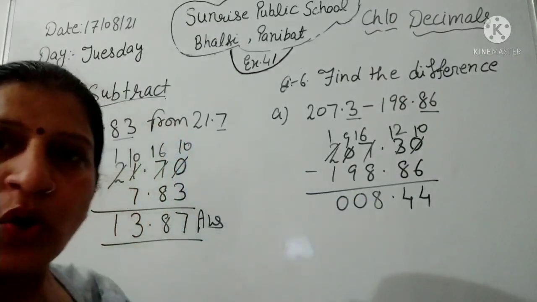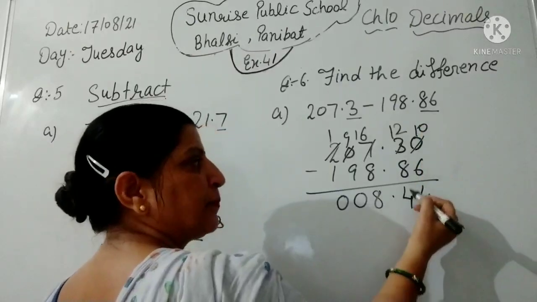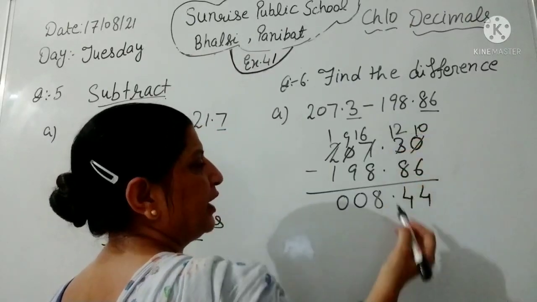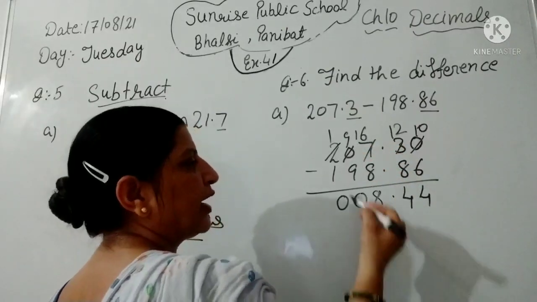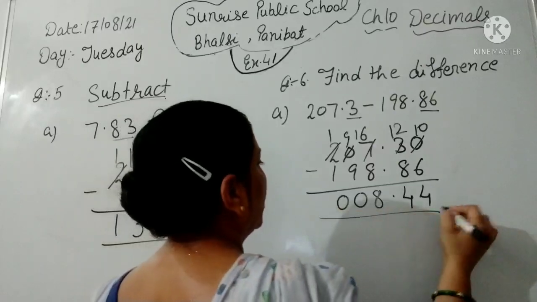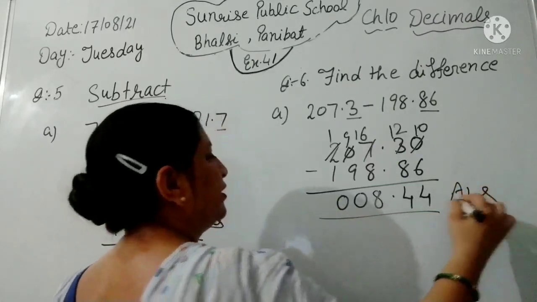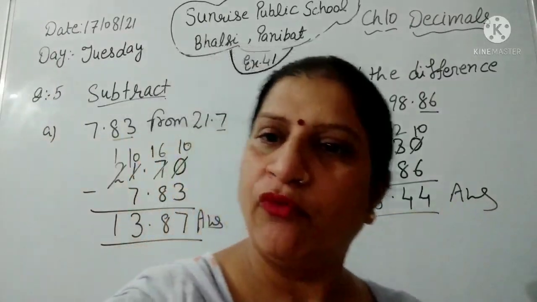Now also we check the answer. 6 plus 4 is 10, 8 plus 4 is 12 plus 1 is 13, 8 plus 8 is 16 plus 1 is 17, then 1 carry, 9 plus 1 is 10, 1 carry, 1 plus 1 is 2. Now we check it and we see that our answer becomes 8.44.